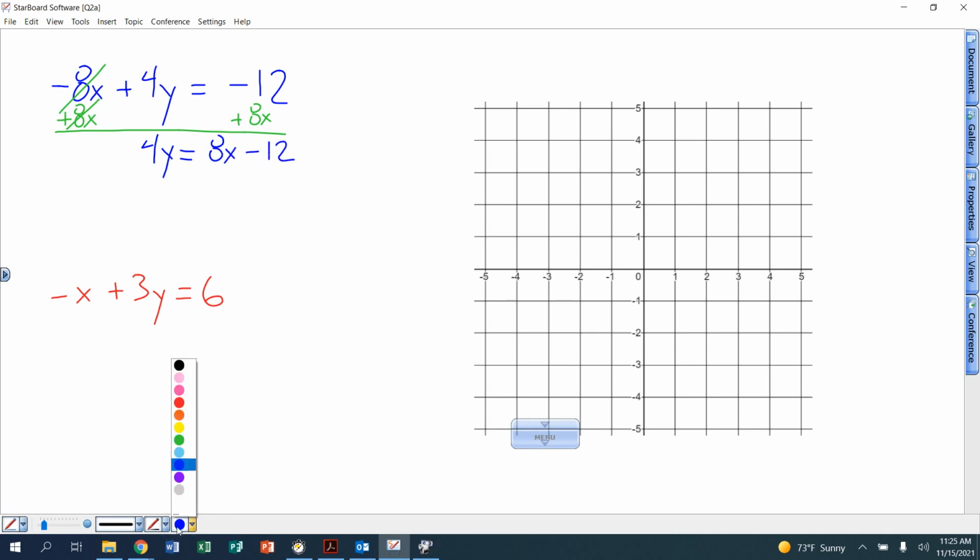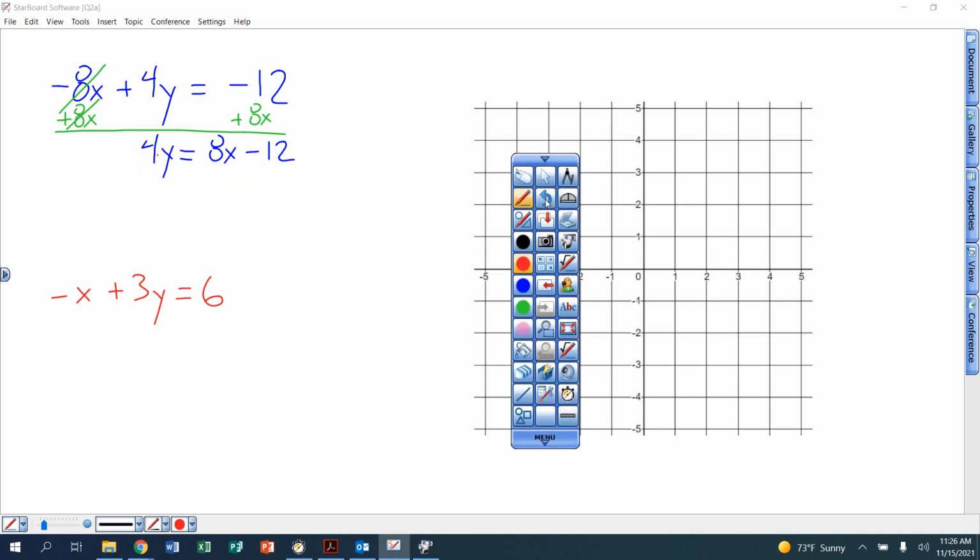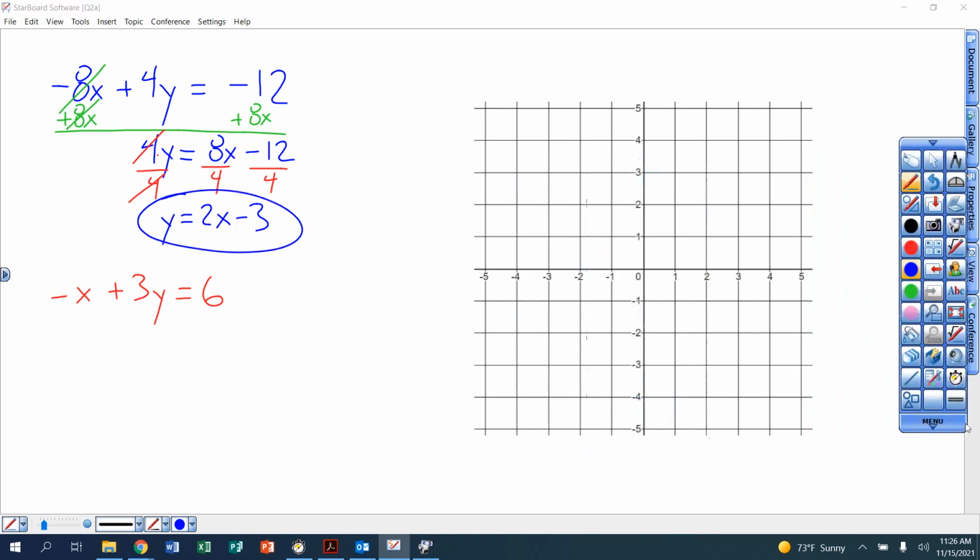Last step is to do the opposite of timesing by 4, which is dividing everything by 4, both sides by 4. And of course, we like to write that as a little split, dividing both the 8 by 4 and that negative 12 by 4. Those will cancel away and just give me y, or 1y. Gives me 2x minus 3, where negative 3 is my first number, always on the y-axis. Never put that first number on the x-axis. Always either up or down the y-axis. So down to negative 3.